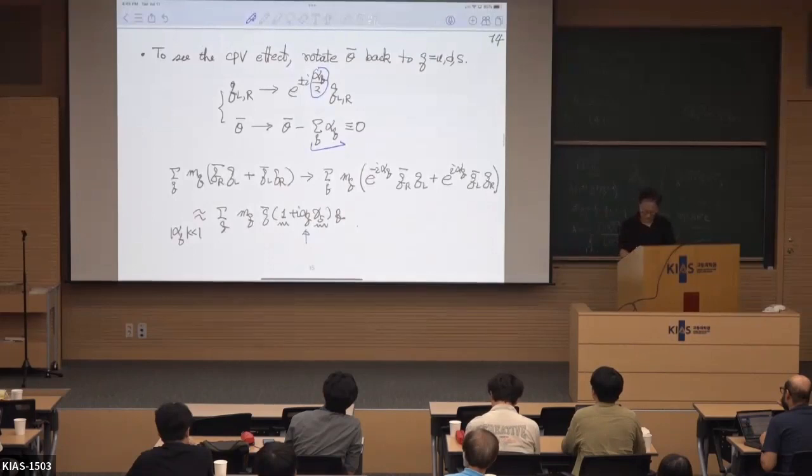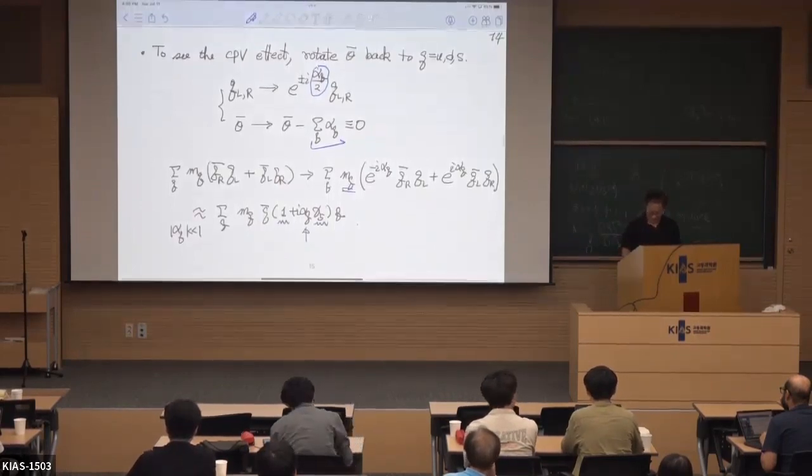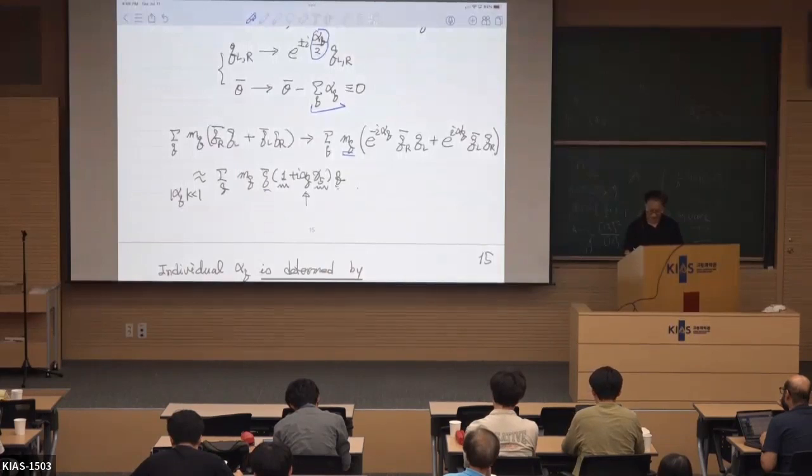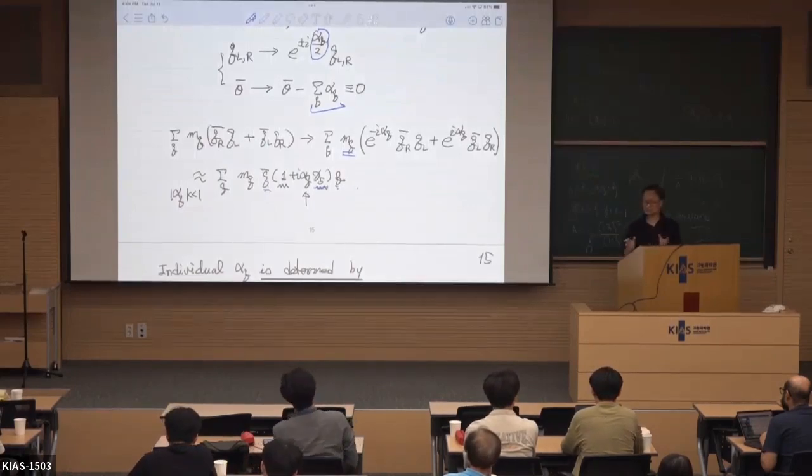Of course, it appears in the diagonal quark mass matrix like this. Assuming small alpha, in relation to the ordinary quark mass terms, we can have a gamma 5 term. This is CP even, this is CP odd. Therefore, we should have a CP violating effect somewhere.